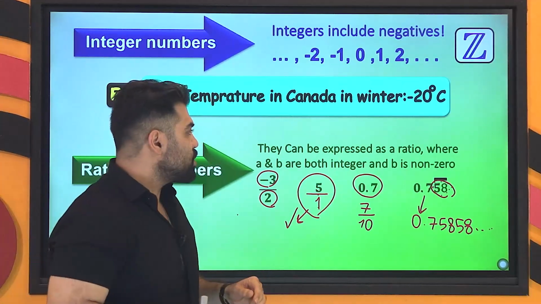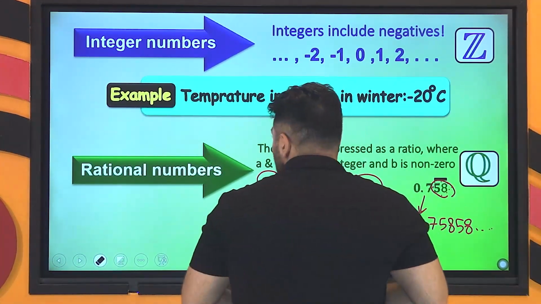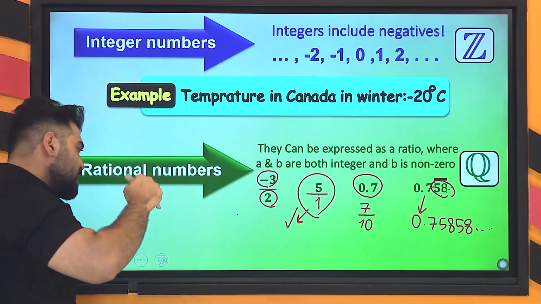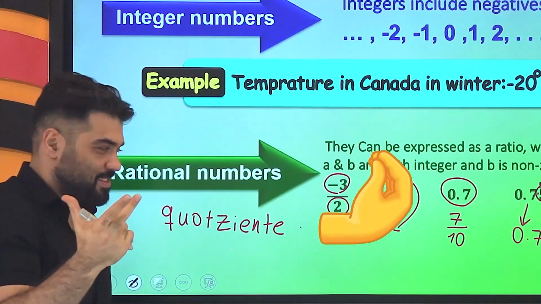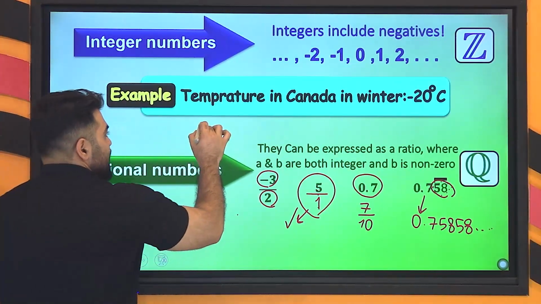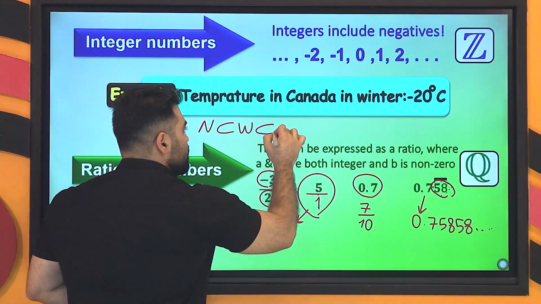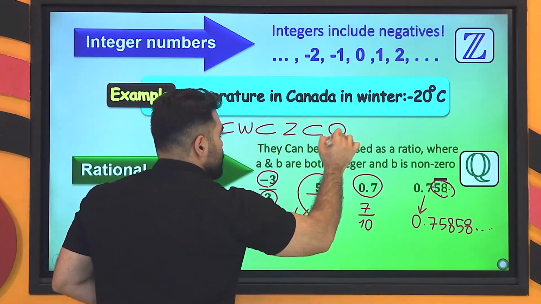The notation of rational numbers is the capital letter Q. There isn't any Q in the word rational, but it's the first letter of this Italian word. Quotiente means quotient. It is obvious that N is a subset of W. W is a subset of Z. Z is a subset of rational numbers.